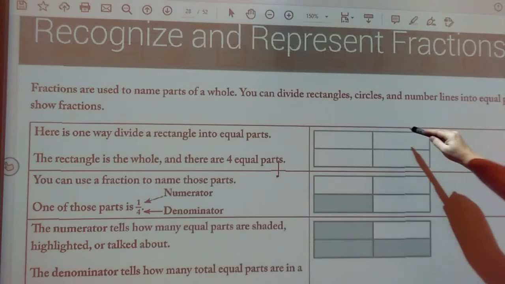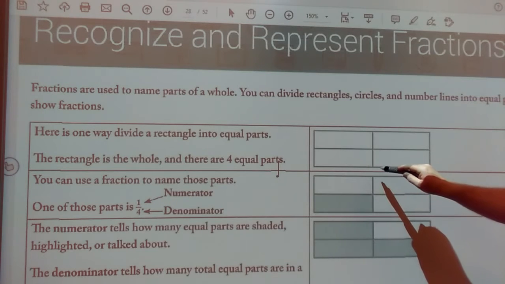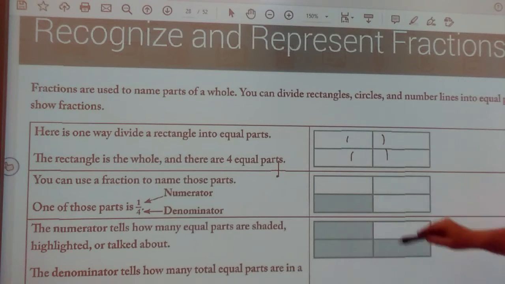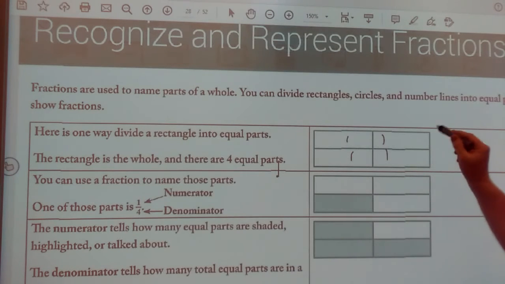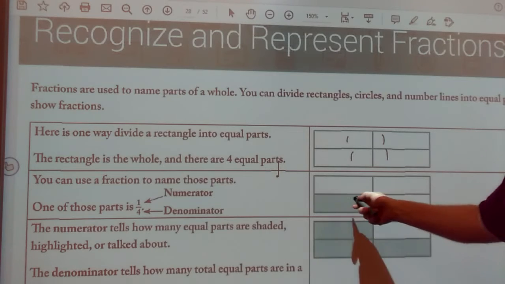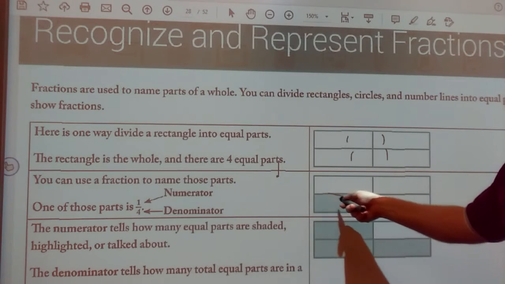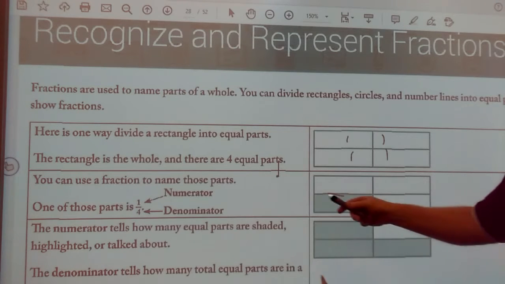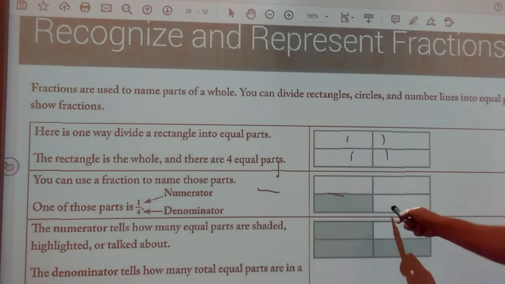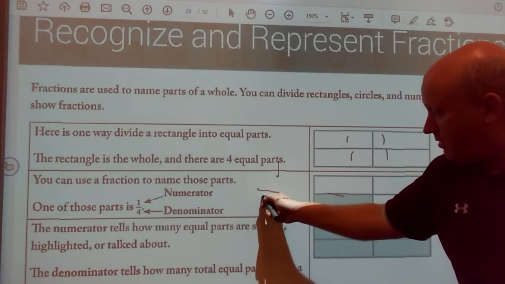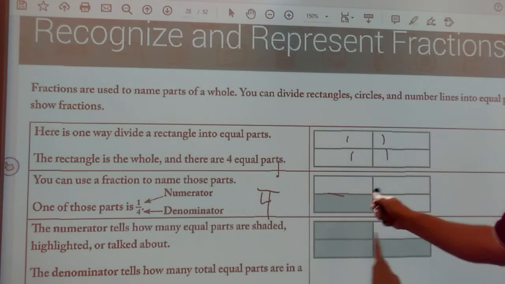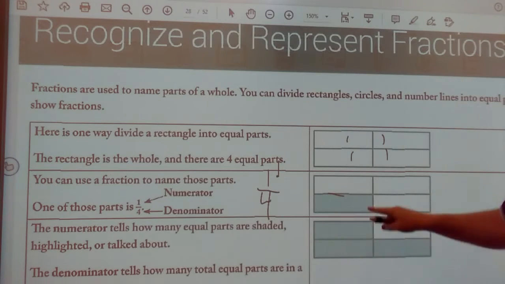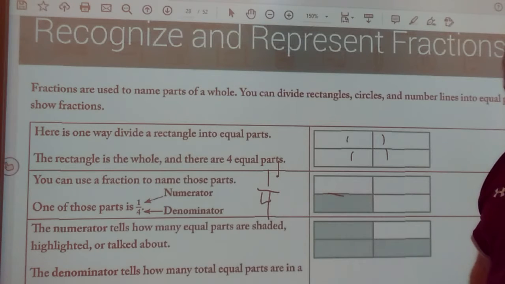Draw yourself a rectangle and draw a line down the middle and straight across the middle, and there's your 4 equal parts. Now, you can use a fraction to name those parts. For example, we shade in one of the equal parts. Remember, how many equal parts do we have? We have 4. That will be your bottom number. And how many equal parts are shaded? Just 1. So that will be your top number. So 1/4 of the rectangle is shaded.